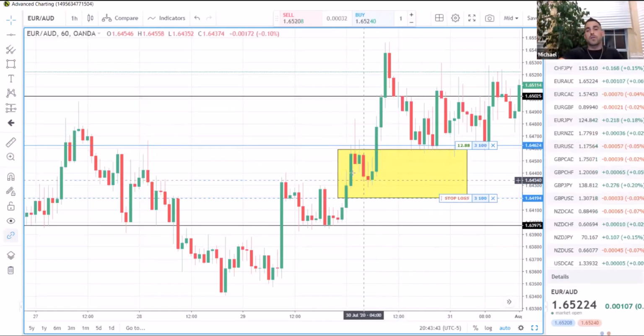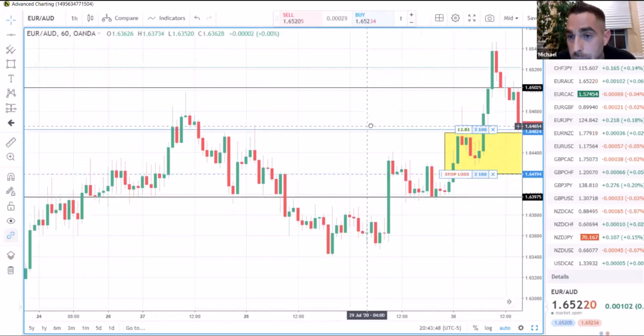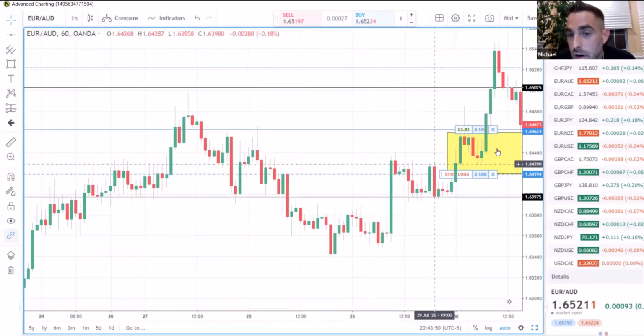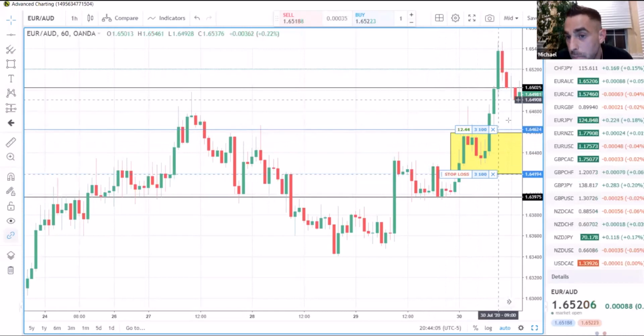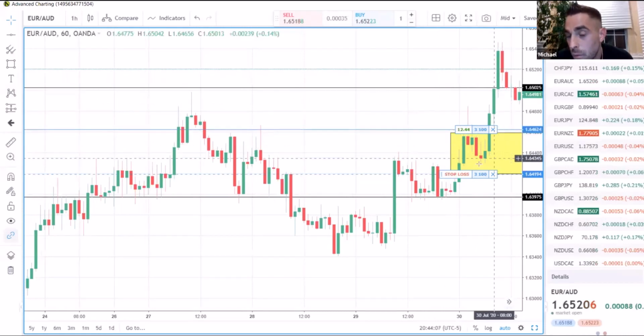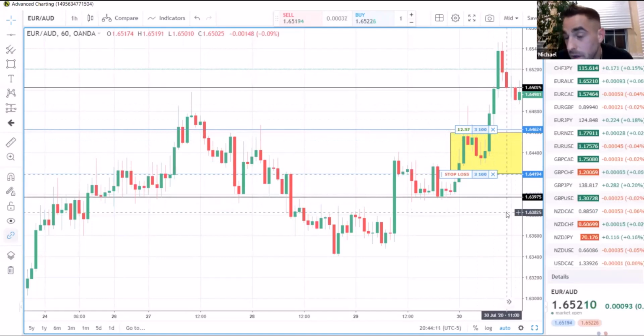You'll see here where it says freshness. What freshness means is, at this time, when we identified this area, I'm going to go left again so you don't get confused. When I drew this yellow box, had price come back into this box? From when this had happened, had price come back into this box yet? The answer is no, it has not come into it.